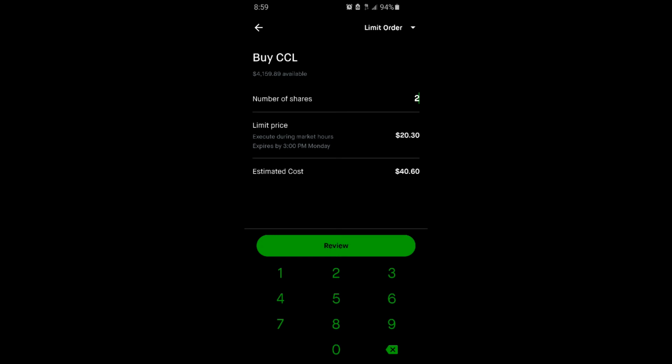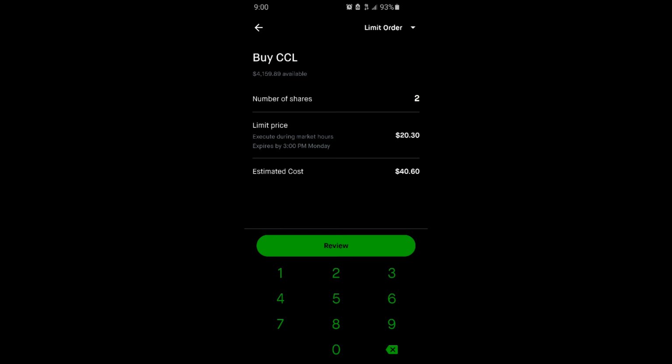And it tells you then it'll be $40.60 whenever it hits that 20.30. And so if you look right here, that's the worst arrow in the world. Hold on. There we go. If you look right there, that shows you the buying power that you have. So I have $4,160 pretty much available right now. So that's money that's sitting in Robinhood that's not invested yet. And so my $40.60 is less than my available amount. So I can for sure do this order.